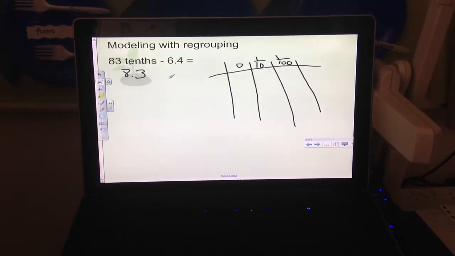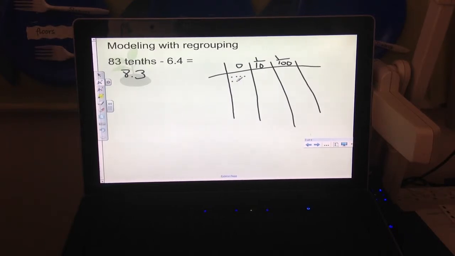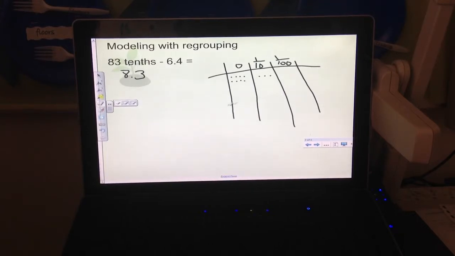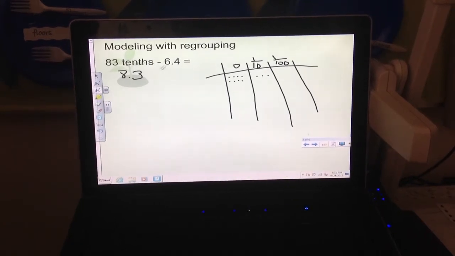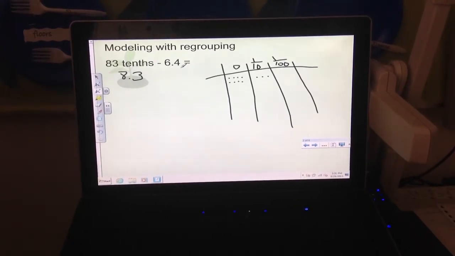So 251 is here. In this case, I'm going to go over here and I'm going to draw the first number in my chart. So I have 8 ones, so I'm going to put 8 into my chart. And I have 3 tenths. Ooh, let me get the eraser. I got a little carried away there. So that shows 8 and 3 tenths, or 83 tenths. Now I want to take away this number here, which is 6 and 4 tenths.